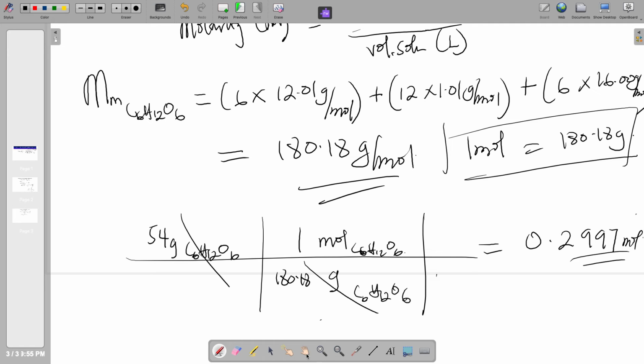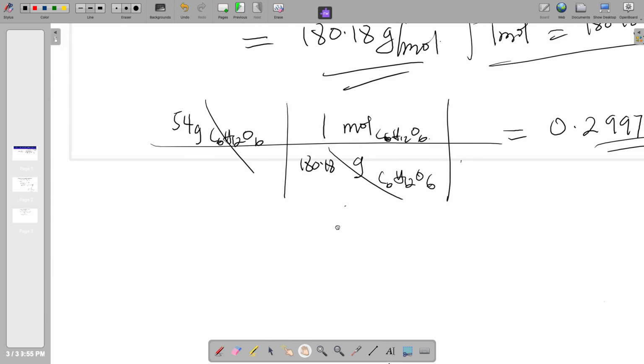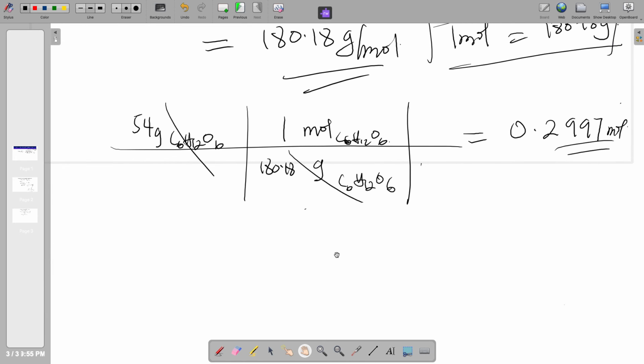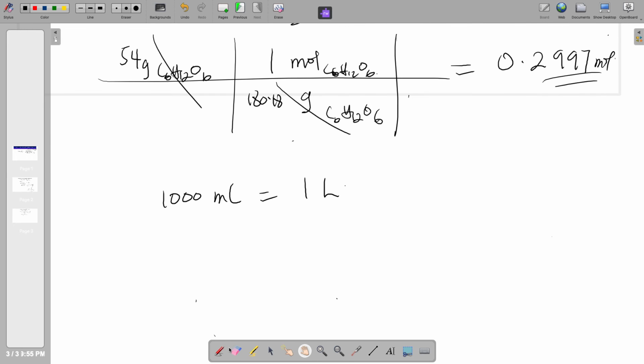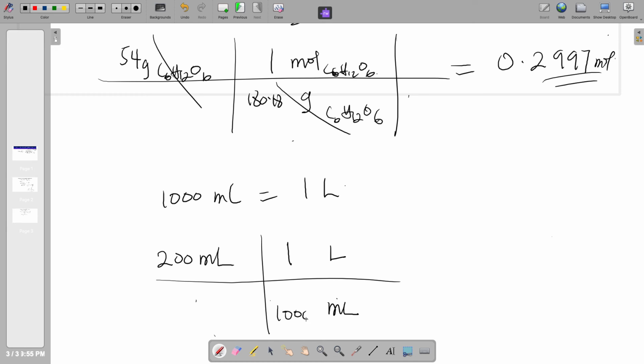So now we also convert our volume in mils to liters. We have to recall that 1000 milliliters equals 1 liter. So we draw a table. We have 200 milliliters, and we want liters. So liters here, and milliliters at the bottom. 1 goes with liters, and 1000 goes with milliliters. So this will cancel that. Basically, these 2 zeros will cancel these 2 zeros, so we're dividing 2 by 10, which is 0.2 liters.